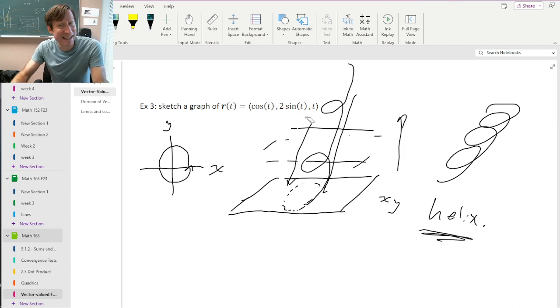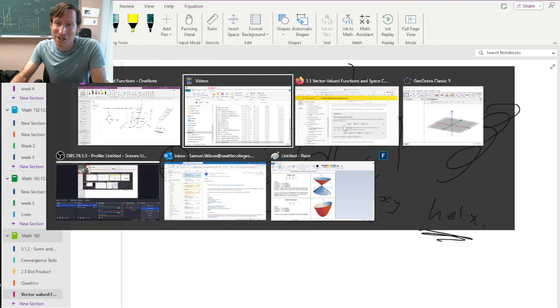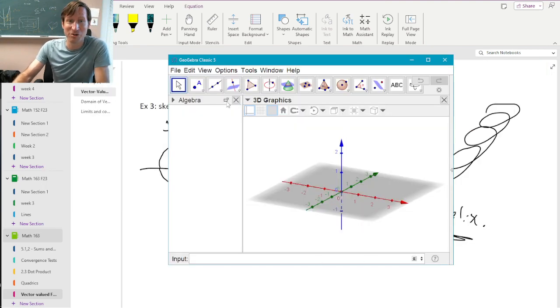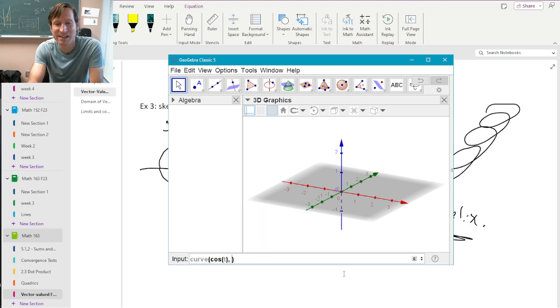As a backup, if you really don't have any idea of what the graph is doing, you can always ask a computer for a graph. So here I have GeoGebra. In GeoGebra, the command to ask it to plot a curve is Curve. And then you just type in your 3 coordinate functions. So for our example, it was cosine t, 2 times sine t, and then our third coordinate function was t. You also have to tell GeoGebra what the independent variable is, and it's t for our example. And you have to tell it what range of t values you want. So let's go from, I don't know, minus 2 pi to plus 2 pi.